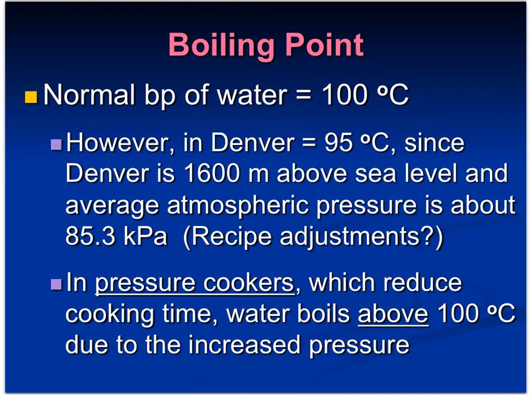However, in Denver, the boiling point of water is 95 degrees, but that's because Denver is at a higher altitude. It's 1,600 meters above sea level, and the average atmospheric pressure is about 85.3 kilopascals. So that means that there's less pressure there, so the boiling point doesn't have to be as high. And we'll see some pictures in a second that help make more sense of this. So in pressure cookers, which reduce the cooking time, water boils above 100 degrees due to the increased pressure.